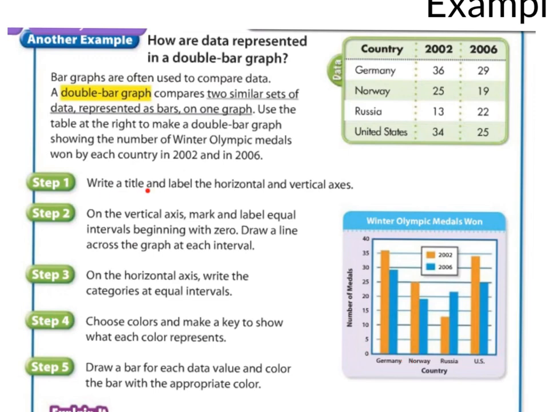All right, so step 1, write a title and label the horizontal and vertical axes. So first write Winter Olympic medals won at the top.